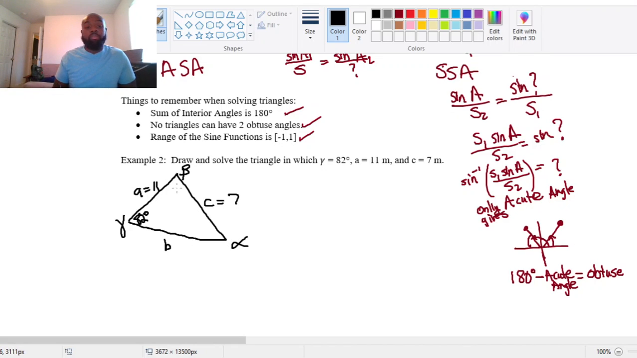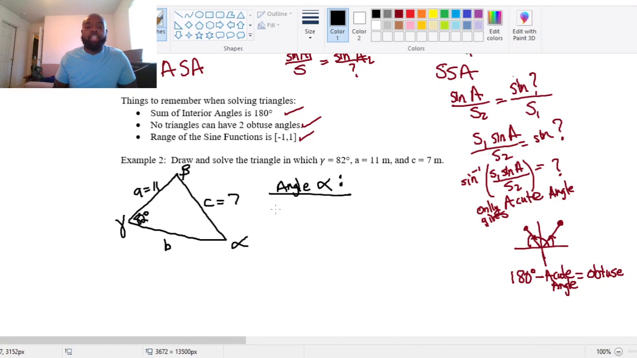And so what I'm going to do is find one of the angles first. I can't find angle beta, right? Because I don't know beta or B. So I've got to find angle alpha because I have A. So I'm going to have to find angle alpha.